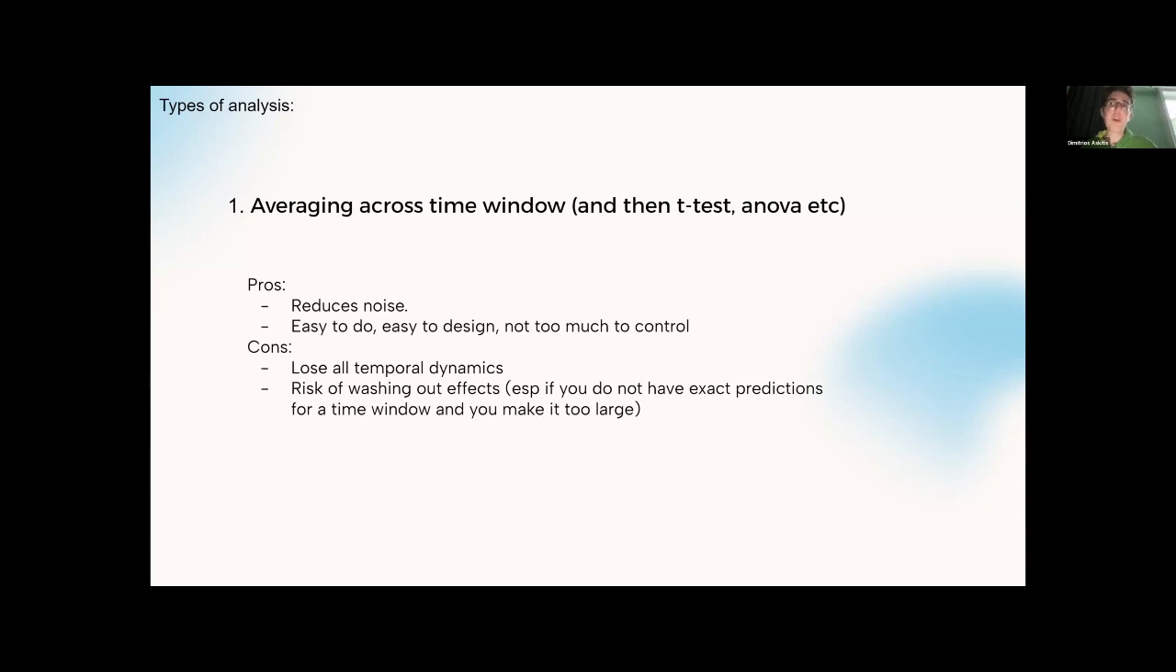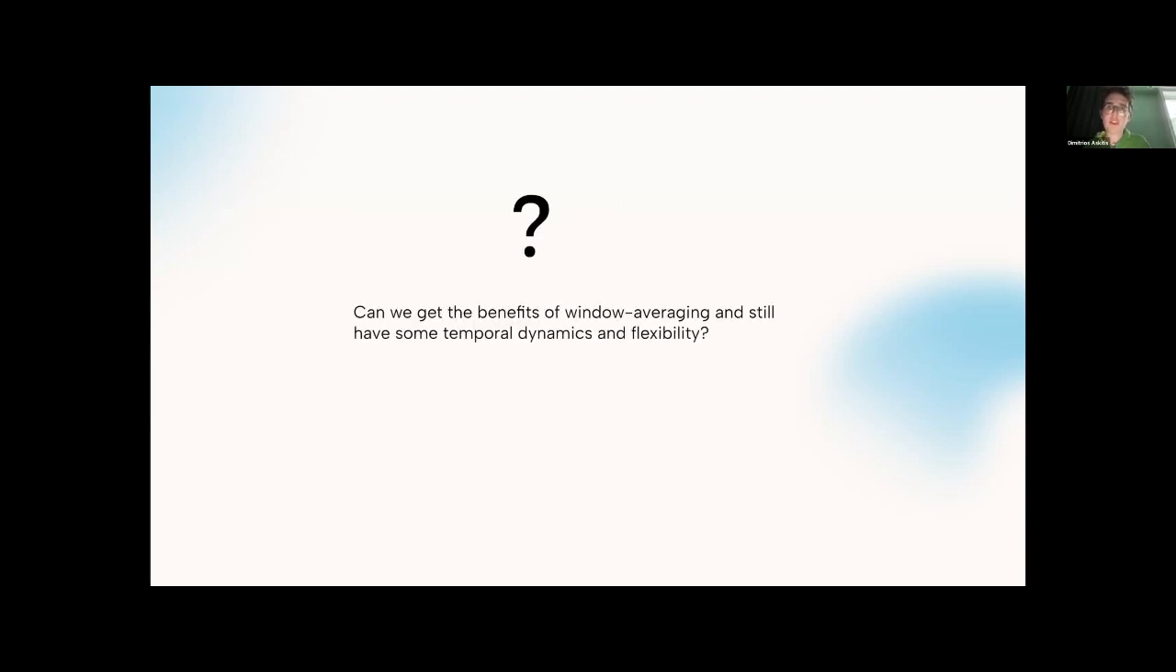It's quite a robust analysis in some ways, but you lose all temporal dynamics, and you also have the risk of washing out effects, especially if you don't have very exact predictions of the very specific time window that your effect may be in. So you risk making your window either small and missing the effect, or making it too large and washing out the effect, because the effect is going to be in some part of the time window, and in the other part of the time window there is going to be no effect. So if you don't have enough power, it's less easy to detect it.